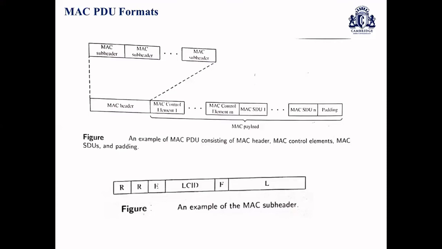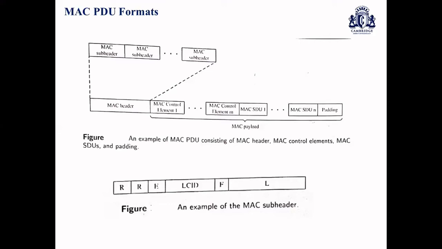The MAC PDU for random access response has a different format. Here the MAC header consists of one or more MAC subheaders, and the MAC payload consists of one or more MAC RARs, that is, random access responses. The random access response consists of 4 fields, such as the reserved bit, timing advance command, and UL grant. The reserved bit is set to 0.